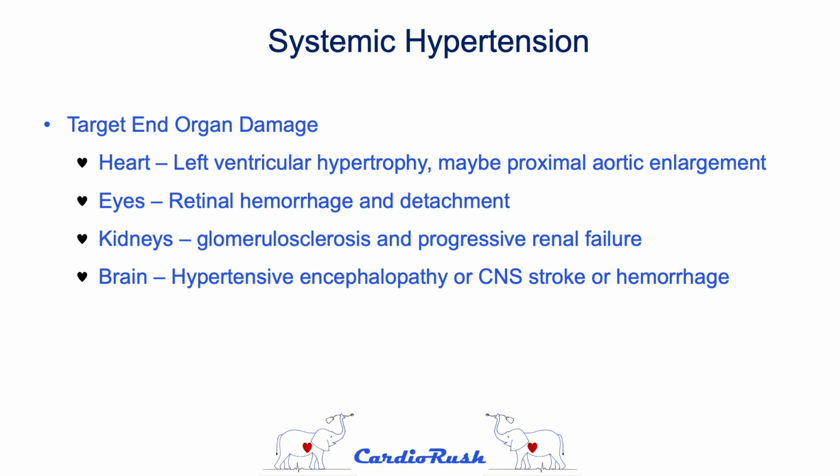Systemic hypertension also affects the heart, and there are actually 4 organs that could be considered target end organ damage in animals with systemic hypertension. In the heart, we get left ventricular hypertrophy, and sometimes the proximal aorta becomes enlarged. In the eyes, we can see retinal hemorrhage and retinal detachment. In the kidneys, high blood pressure can lead to glomerulosclerosis and progressive renal failure. And in the brain, we can see hypertensive encephalopathy or central nervous system stroke or hemorrhage.